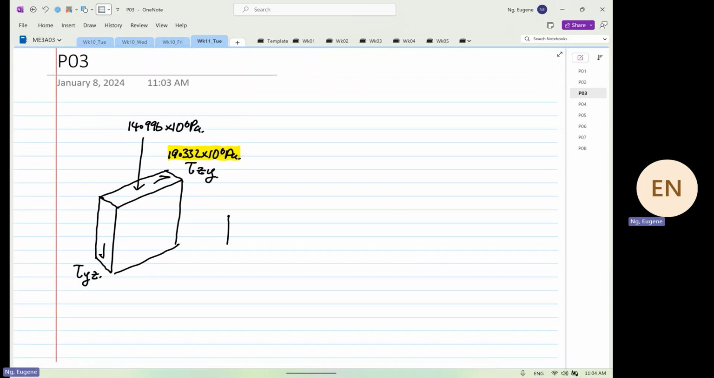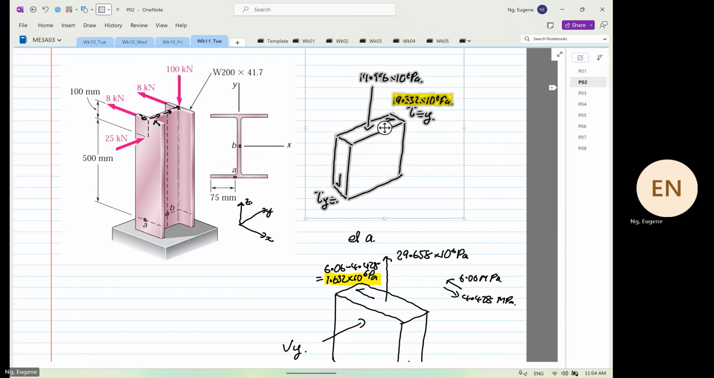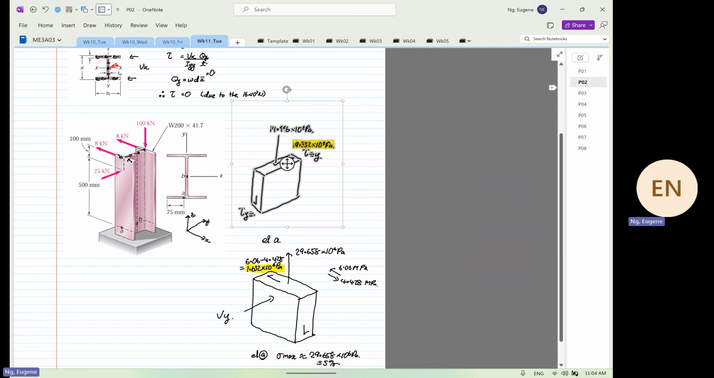So when we write this, this is our Z, this is our Y, and this is our X. What we know so far is stress X, stress Y, and stress Z. We know that stress Z is equal to minus 14.996 megapascal. And we know the rest are equal to 0. Before I go on, can you all make an intelligent guess?